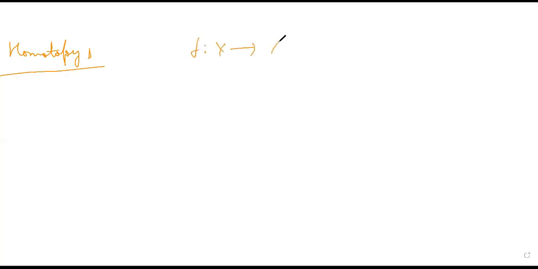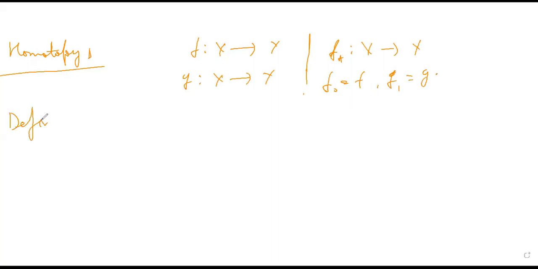F from X to Y, then G from X to Y. So homotopy is this family of maps. Now the formal definition. Before we write the formal definition, first we'll establish some notations.